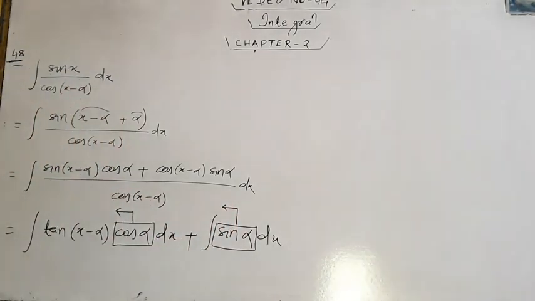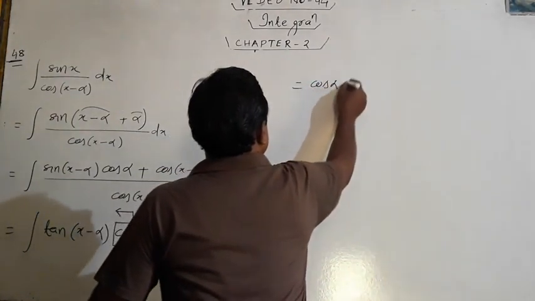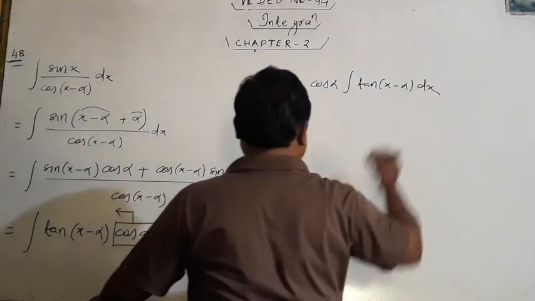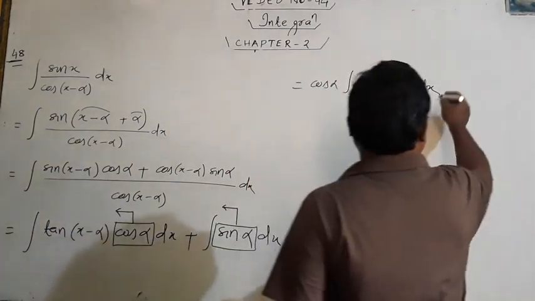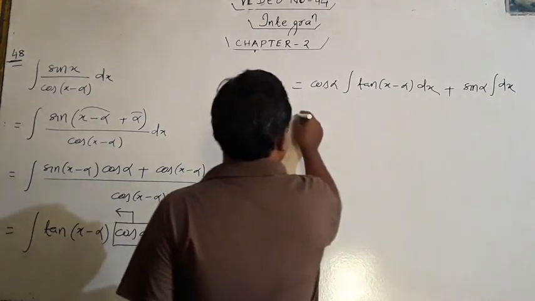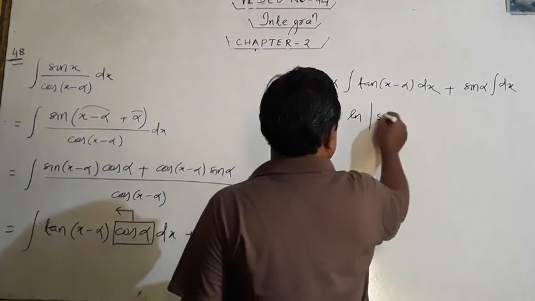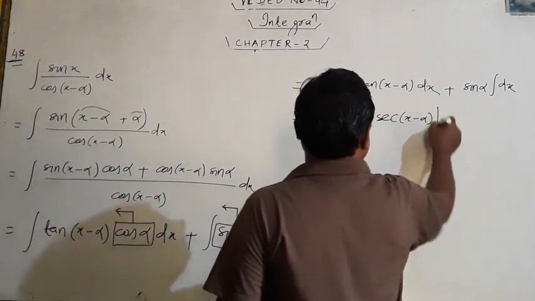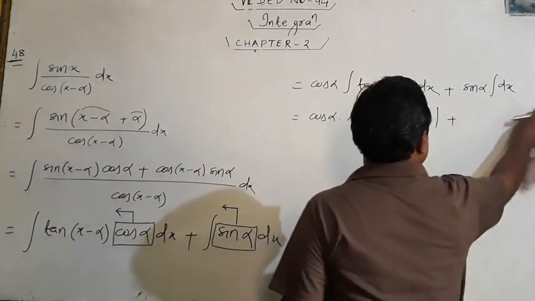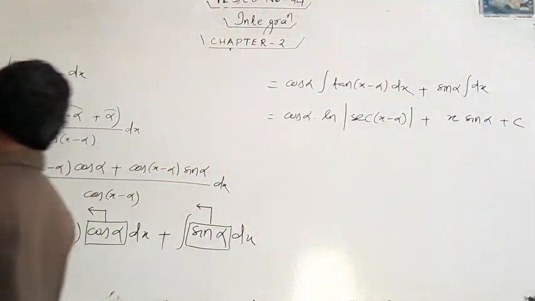So it becomes what? Cos alpha. It is cos alpha integration of tan x minus alpha dx plus sin alpha integration of dx. Now tell me the result. It is cos alpha ln what? Sec x minus alpha plus sin alpha, and its result is x. So I am writing it as x sin alpha plus c. Okay.